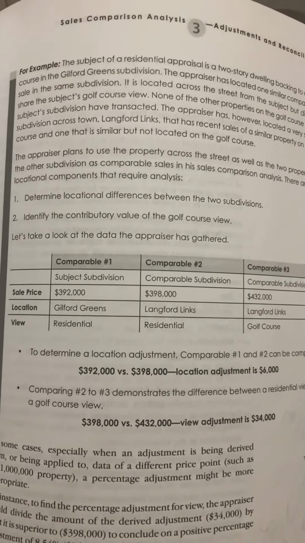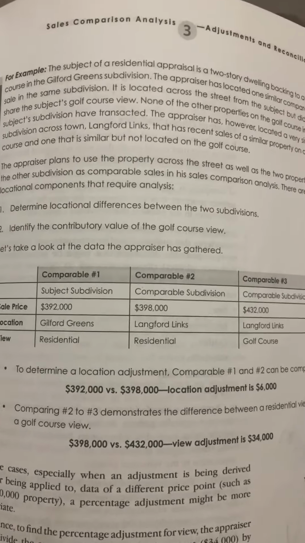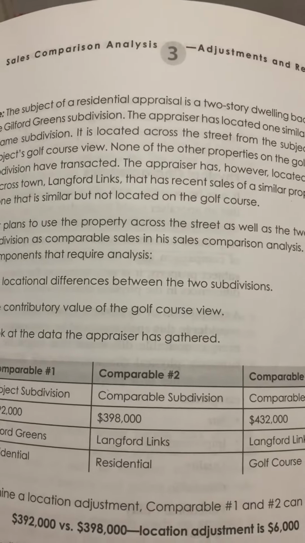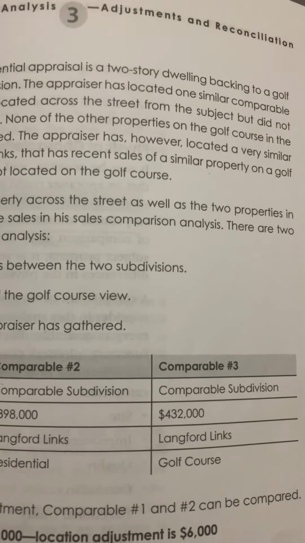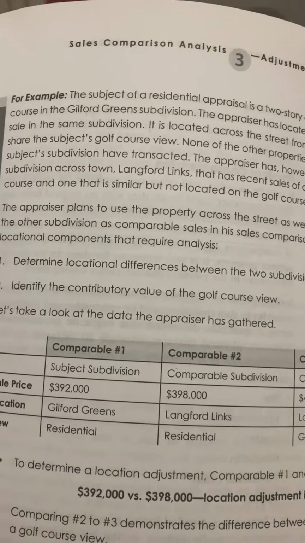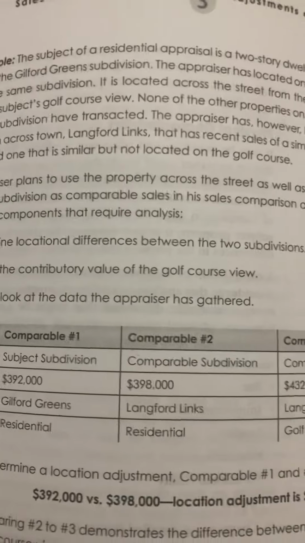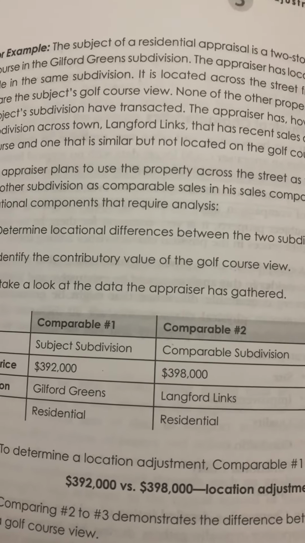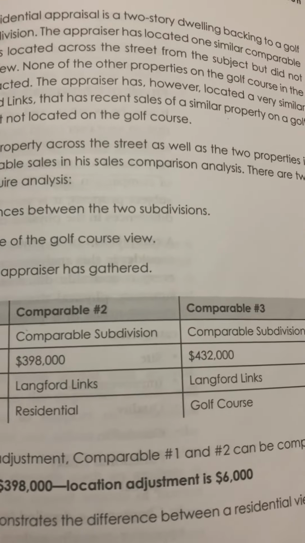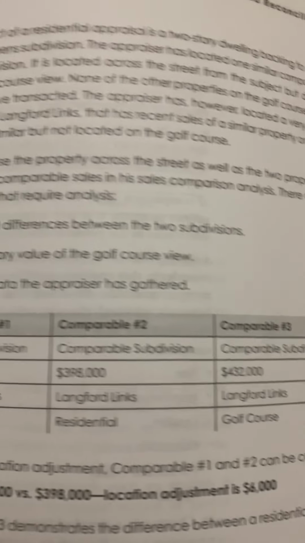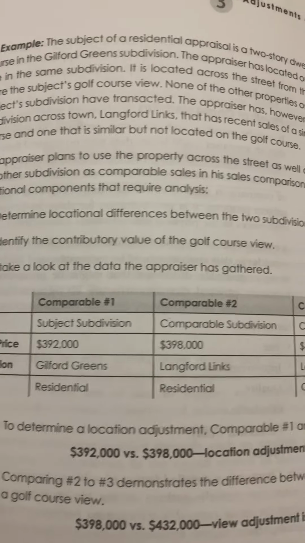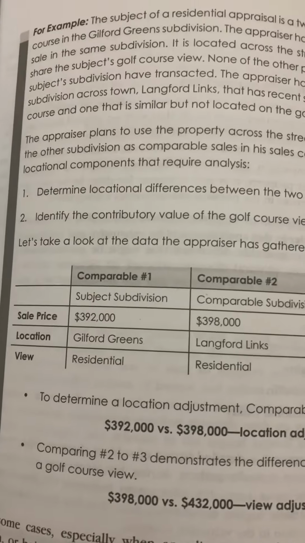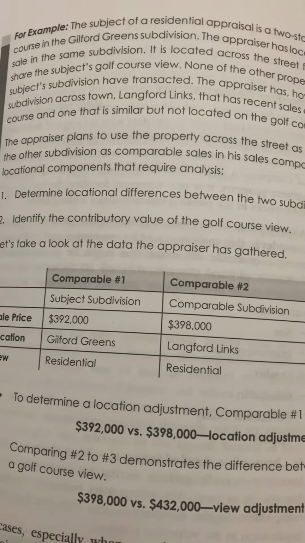Residential sales comparison and income approaches, page 85. For example, the subject of a residential appraisal is a two-story dwelling backing to a golf course in the Guilford Green subdivision. The appraiser has located one similar comparable sale in the same subdivision. It is located across the street from the subject, but did not share the subject's golf course view. None of the other properties on the golf course in the subject's subdivision have transacted.